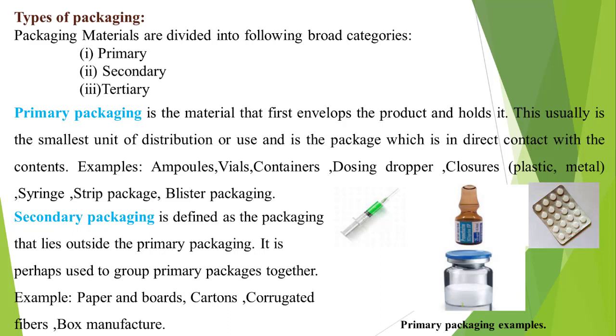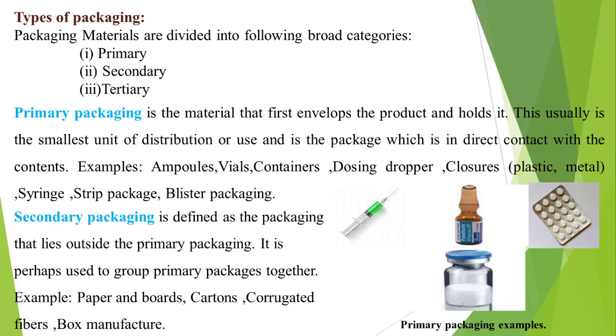So let's see with our slide. Primary packaging is the material that first envelopes the product. As we are talking about, it first envelopes the product and holds it. This is usually the smallest unit of distribution or use and is the package which is in direct contact with the contents. Examples: ampoules, vials, container, dosing dropper, closure, syringe, strip package, blister package, etc.